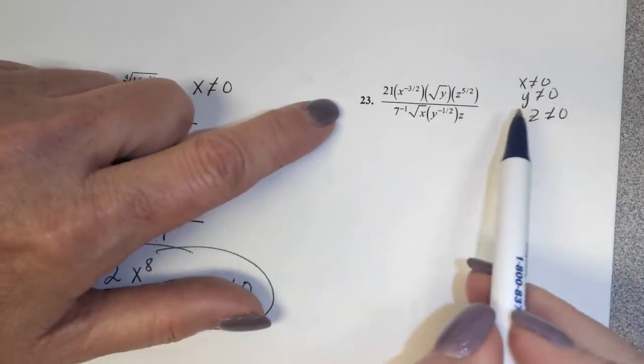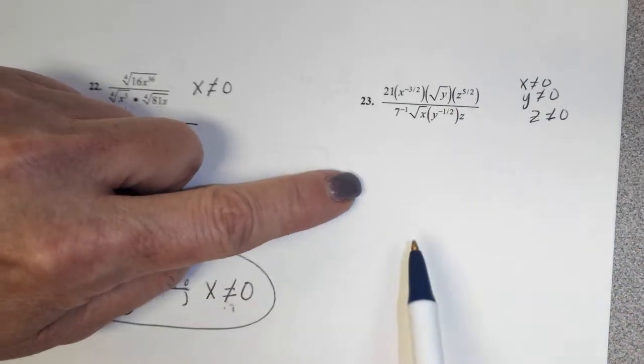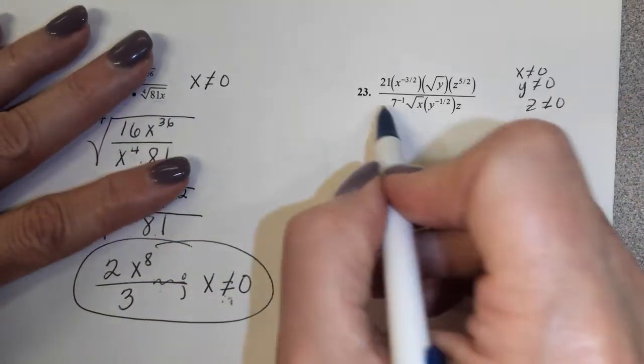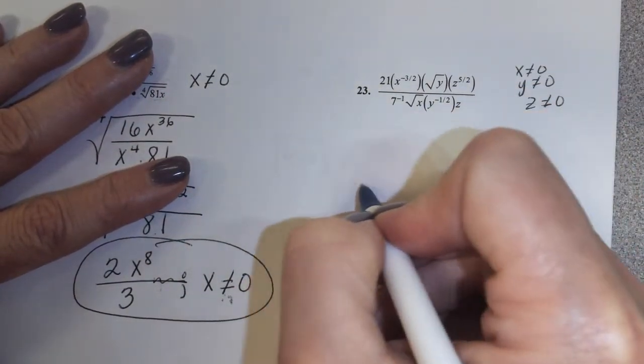None of those are allowed to be 0. I'm keeping that in mind. I have to make sure that that's true at the end too. Alright, let's take this one step at a time here.